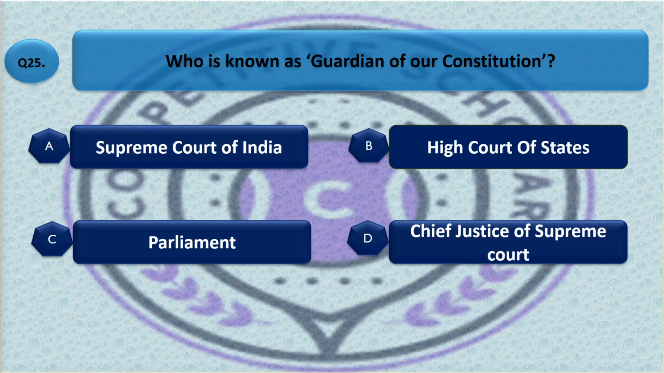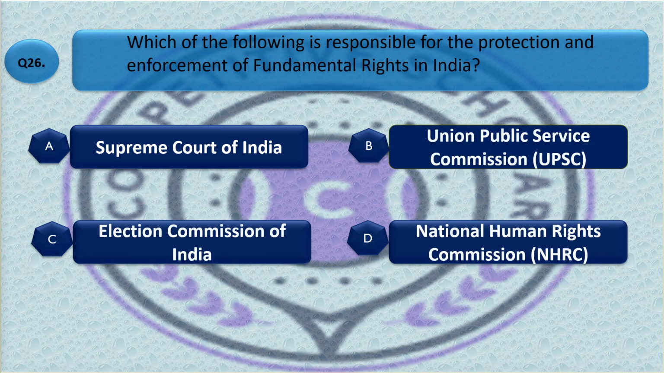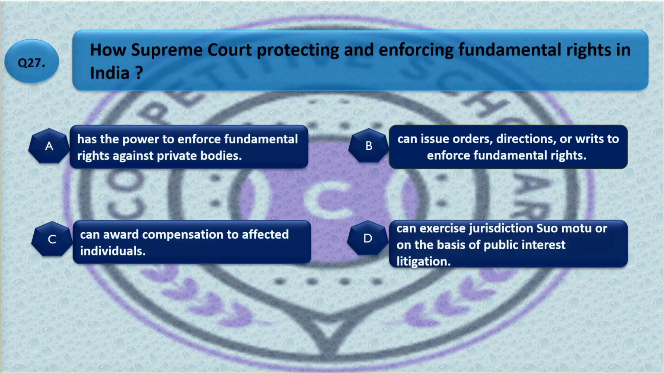Who is known as the guardian of our Constitution? Supreme Court of India, High Court of States, Parliament, Chief Justice of Supreme Court. Answer is A, that is Supreme Court of India is known as the guardian. Question number 26. Which of the following is responsible for the protection and enforcement of fundamental rights in India? Option A, Supreme Court of India. Option B, Union Public Service Commission, that is UPSC. Option C, Election Commission of India. Option D, National Human Rights Commission, that is NHRC. Answer is option A, Supreme Court of India.